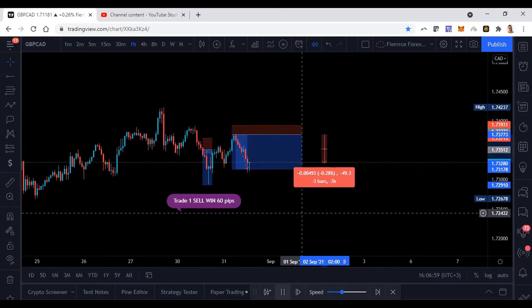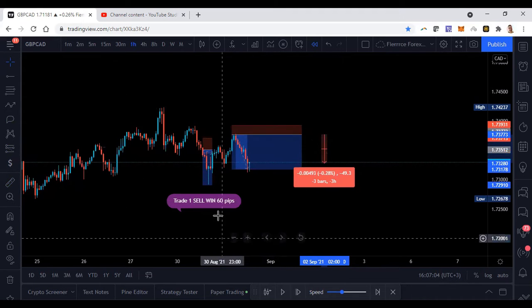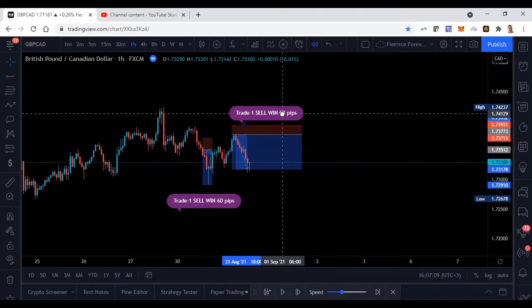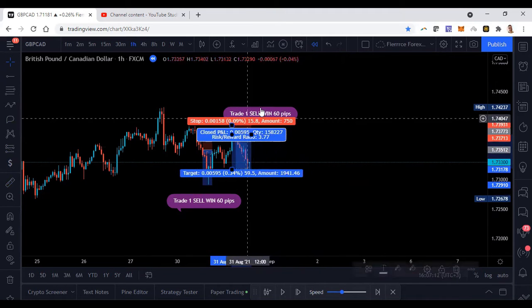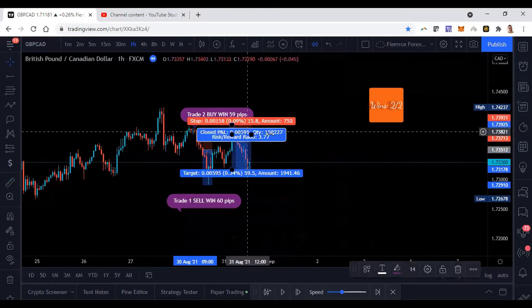And we hit my target. So that's another 59.5 pips, about 60 pips. So I'm just gonna copy paste this trade number 2. There, so trade 2 was a buy, a win for 59 pips. So we are up almost 120 pips.